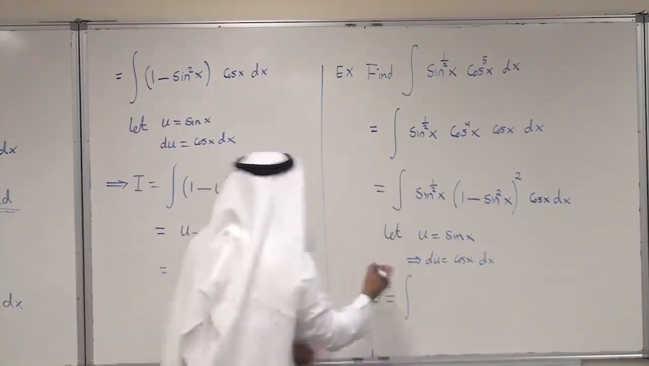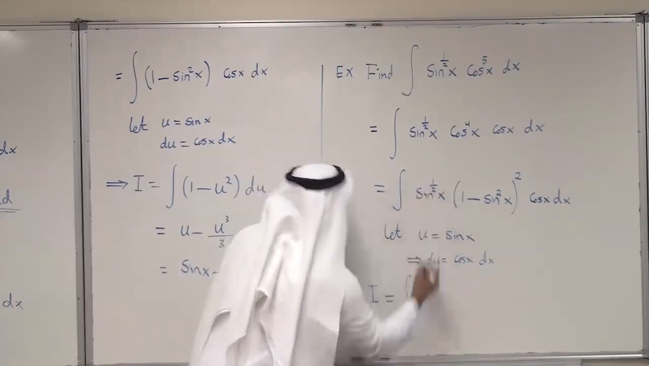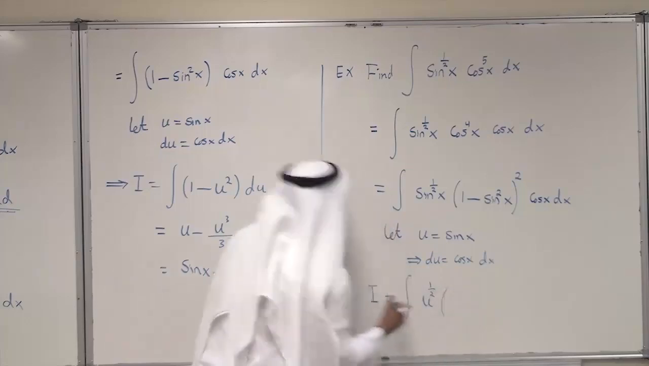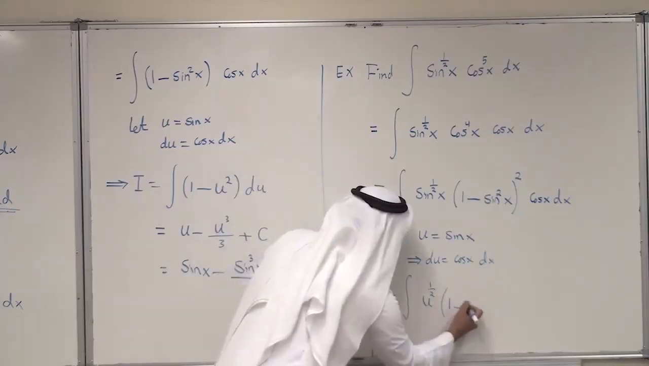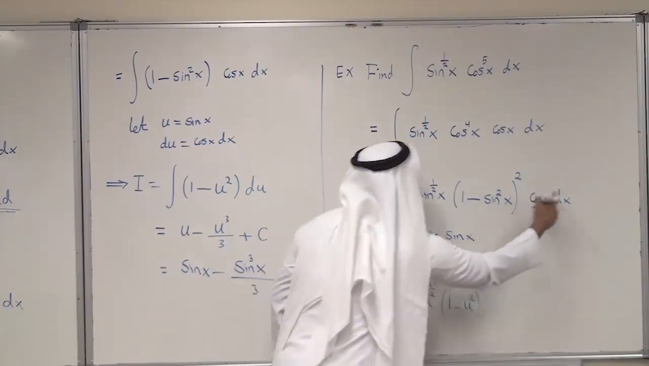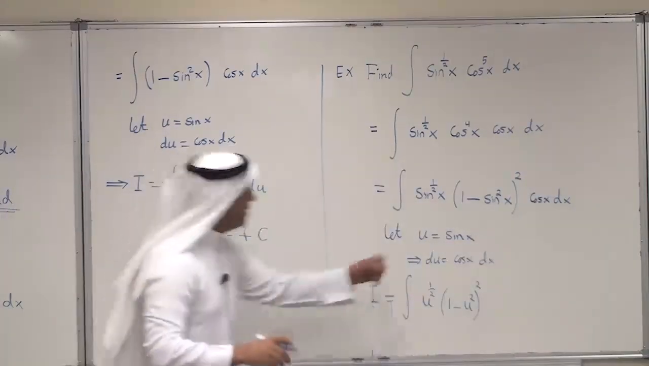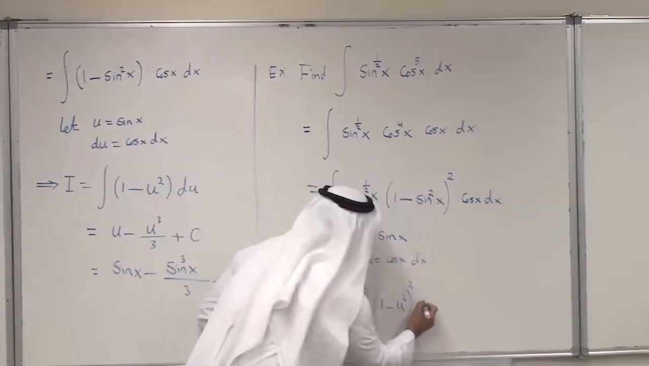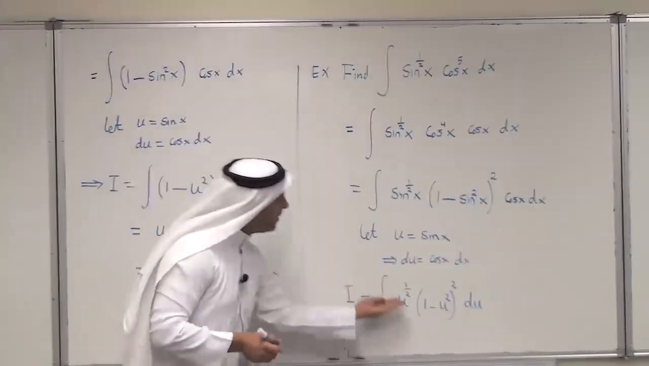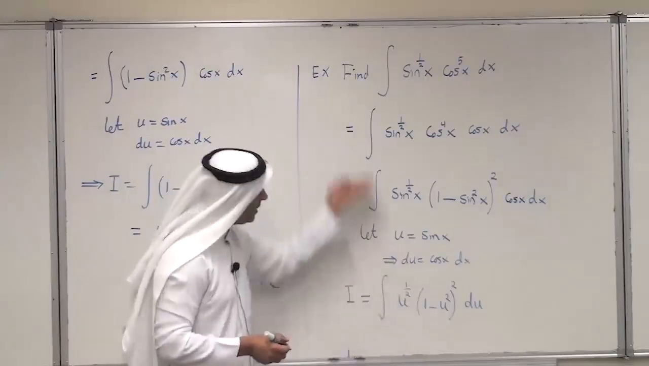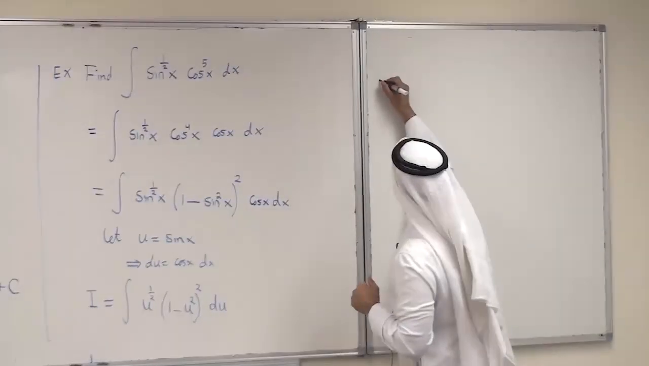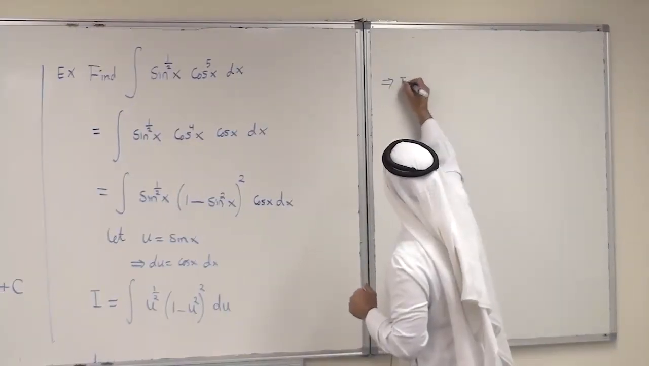It will be just sine to the power 1/2, that is u to the power 1/2, multiplied by 1 minus u squared, all squared, and cosine x dx, the one we saved, is just du. Now you see, we convert a trigonometric integral into a simple integral. We are getting a much easier integral now. So what is it equal to? This implies I is equal to.